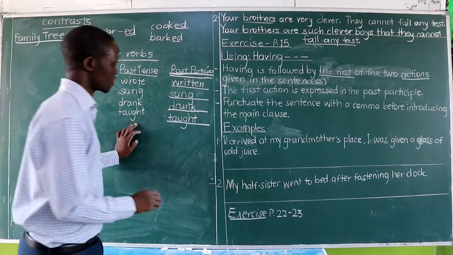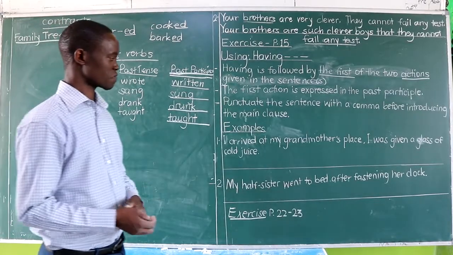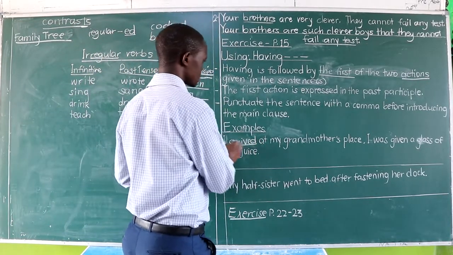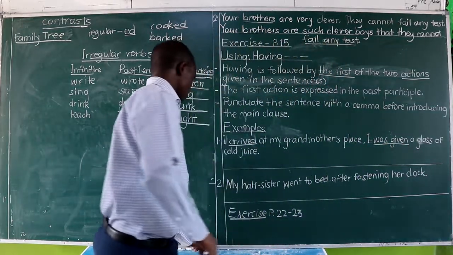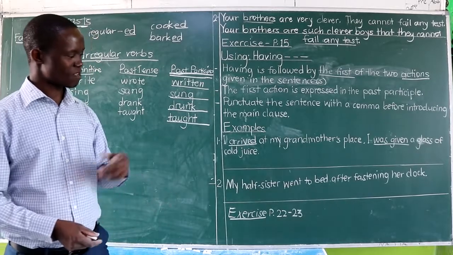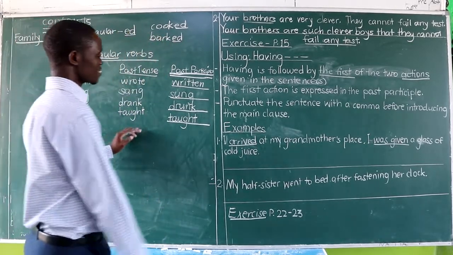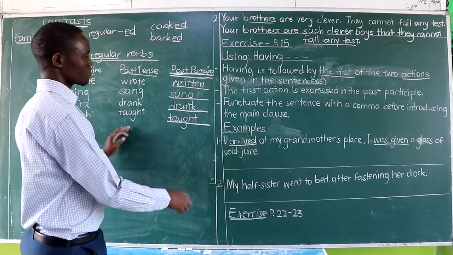Remember to use a comma, to use the first action in the past participle form, and to use the first action just after having. I arrived at my grandmother's place. I was given a glass of water. Now, in the two actions here, we have arriving and being given. Which of the two took place first? Did he first arrive, then was given a glass of water, or was he given first, which is totally abnormal.